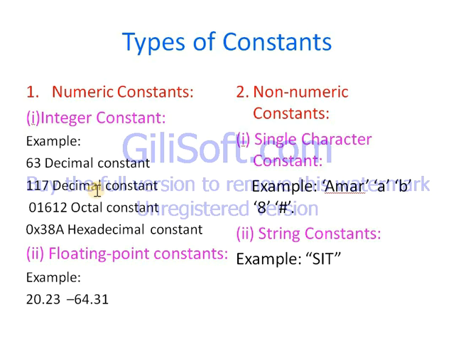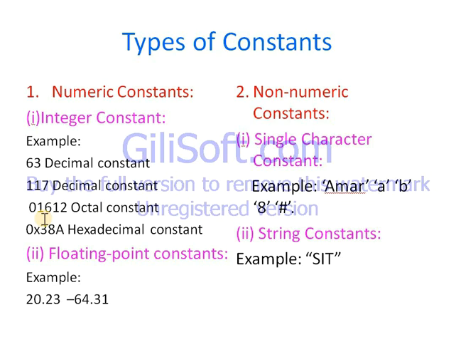The decimal number system has the base 10. Next, octal. Octal constants are always preceded by 0. This is an example of an octal integer constant. And next, hexadecimal numbers. Here is a hexadecimal number.